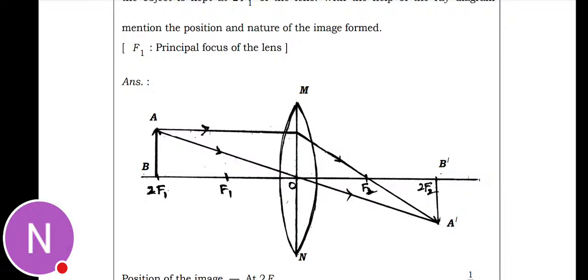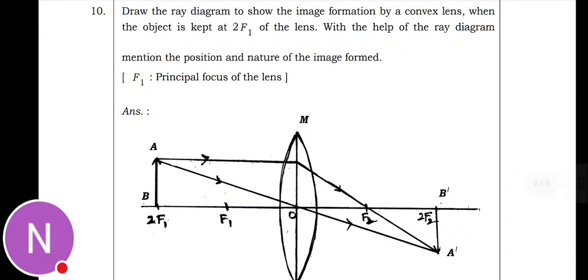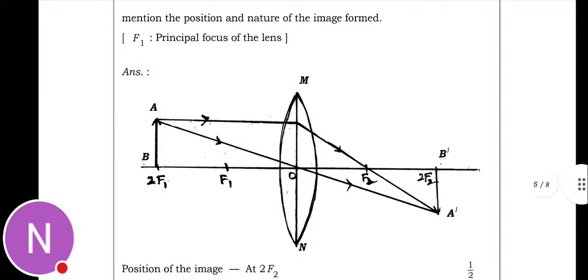Here A', B', M and N is the lens. So here the light is coming from the object to the lens. It gets diverged, A'. Here also it gets diverged, it comes. So 2F1, here 2F2. So this is the diagram.